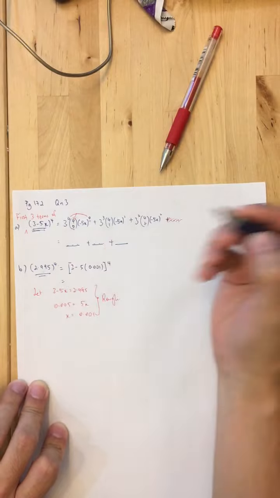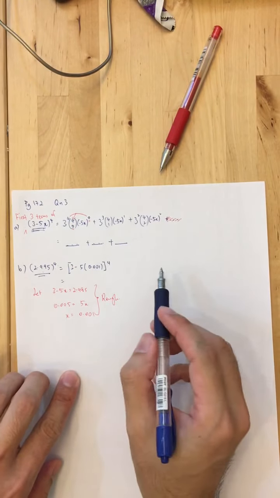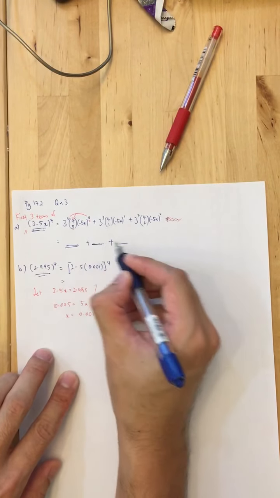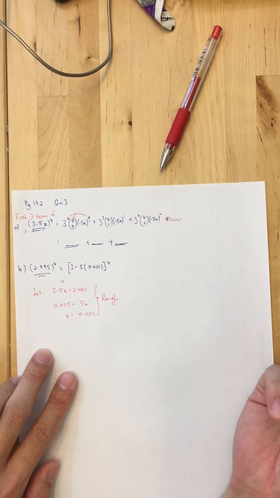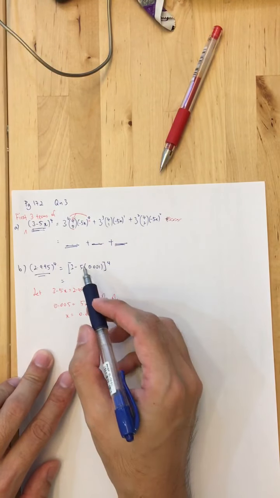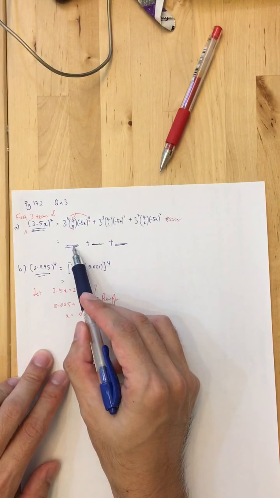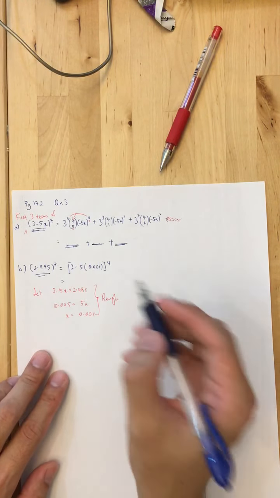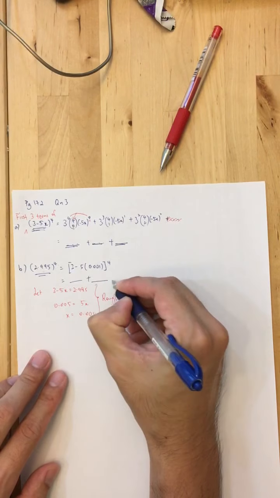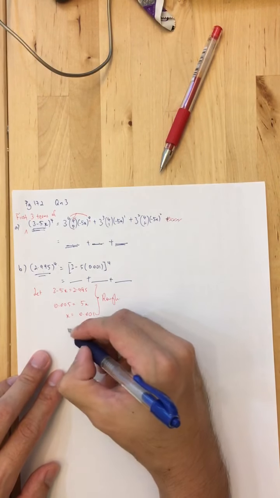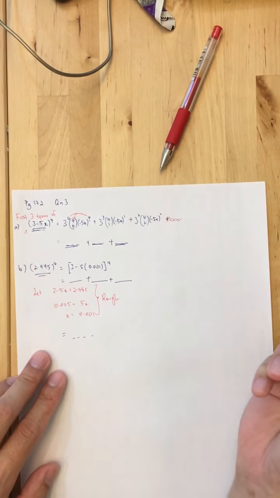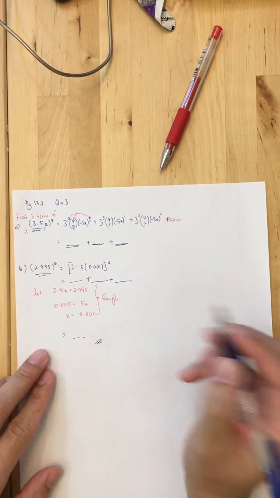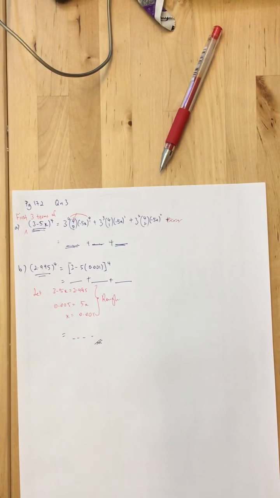So in part A, you have already gotten the first 3 terms, right? So you will just replace whatever x appears over here with 0.001. And then you will get the answer. So that's a simple application of your binomial expansion.